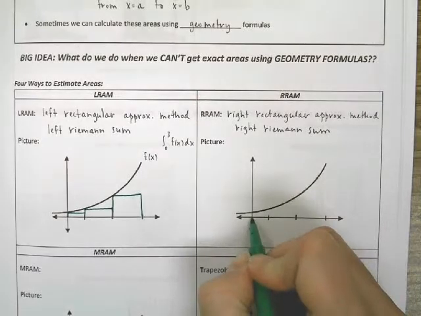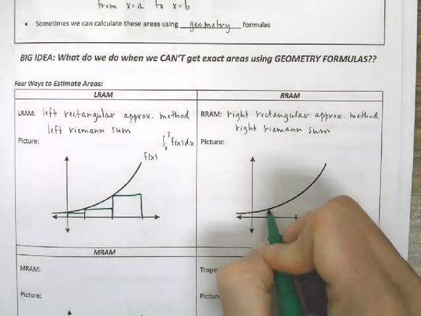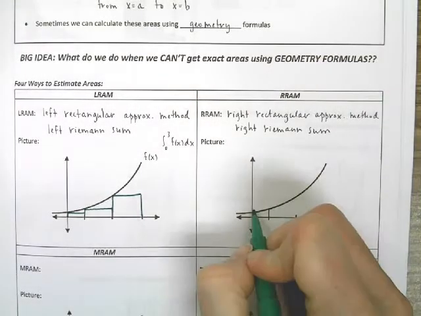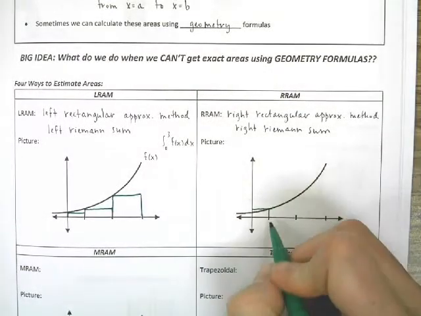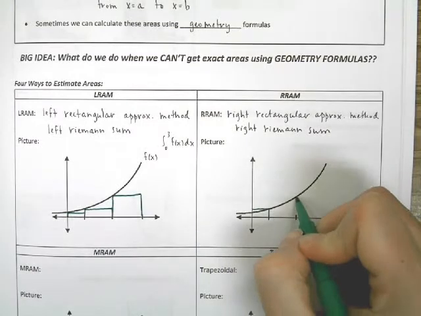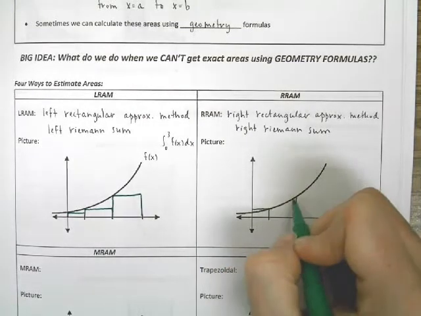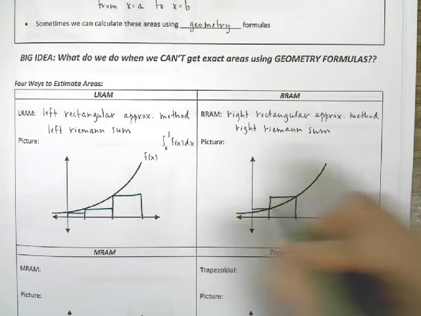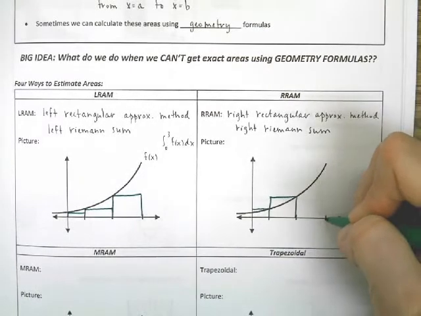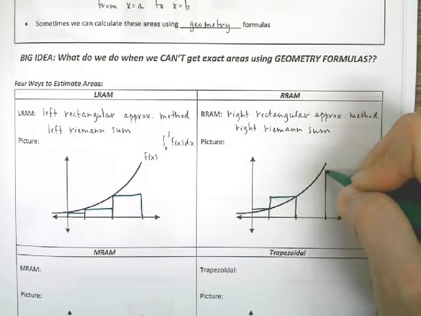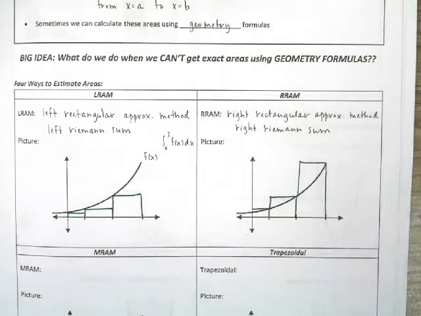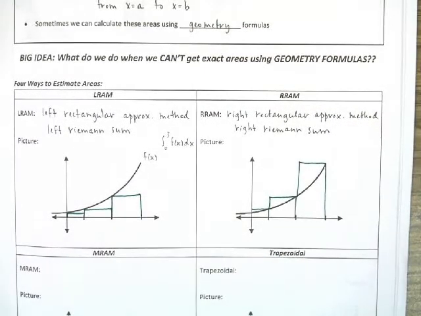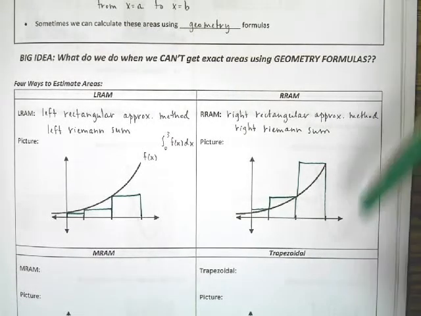So on the interval from 0 to 1, 1 is my right endpoint, so I'm going to draw a rectangle that has that height. On the interval from 1 to 2, I'm going to use my right endpoint, draw a rectangle with that height, and same thing from 2 to 3. And so obviously we could easily find the areas of those rectangles if we had a function, and we would add them up to approximate the area under that curve.